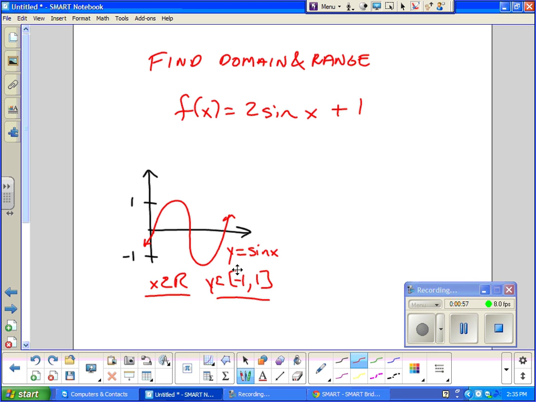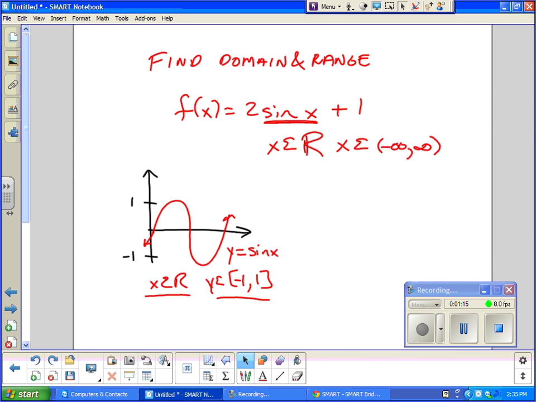Here's what you got to see. Nothing's happening to the domain. We didn't stretch it. We didn't shift it. It is just the same. So I'll just write domain is all real. Or I suppose you could write negative infinity to positive infinity, either or. Both those are the same, right?